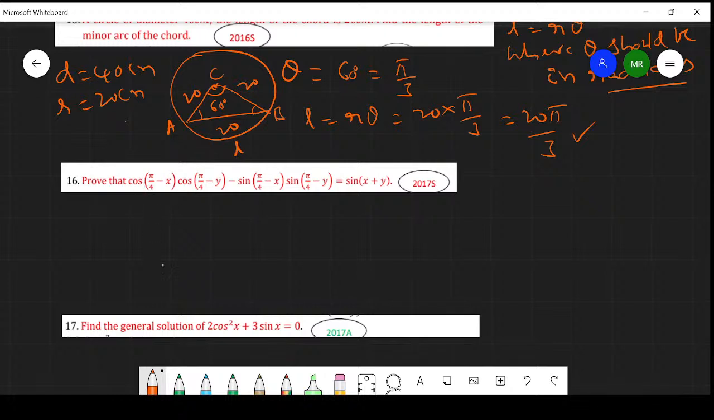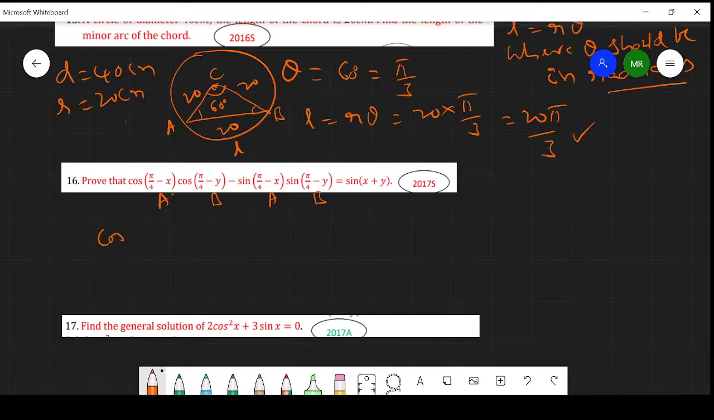For our convenience, you can consider this angle as A, and this as B. Again, this is A and this is B. Is it clear? So I'm taking this as angle A, this as B. So it is like cos A cos B minus sin A sin B.